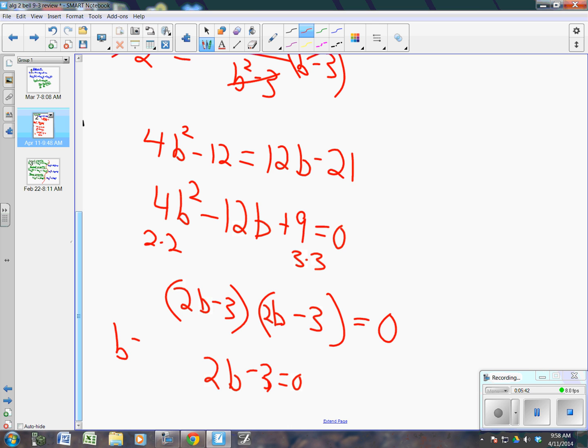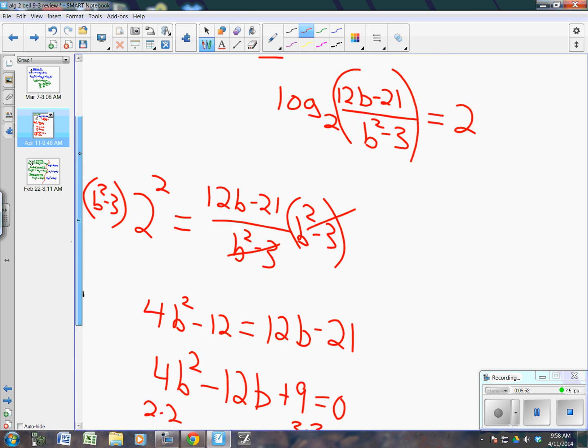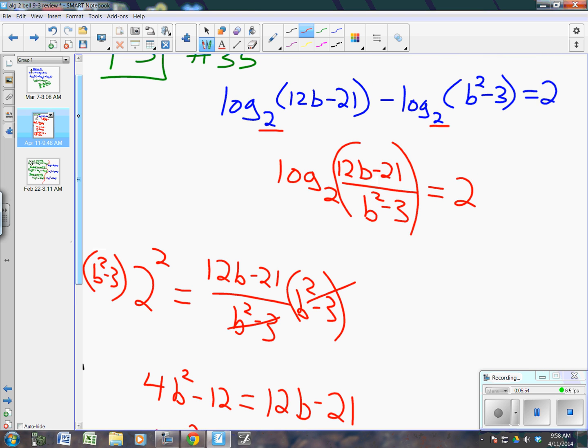So what's your answer going to be? 3/2. Now we can check to see if that's going to work. Back in here, 3/2. We go back to the original problem, and I substitute. 12 times 3/2 is what?